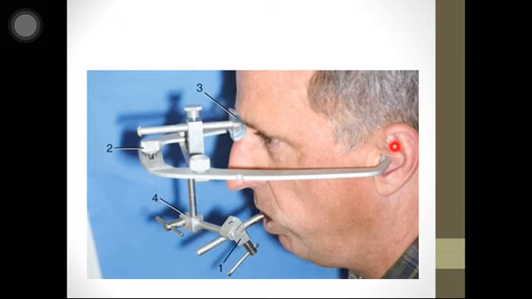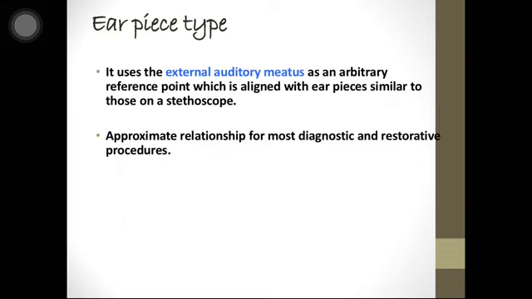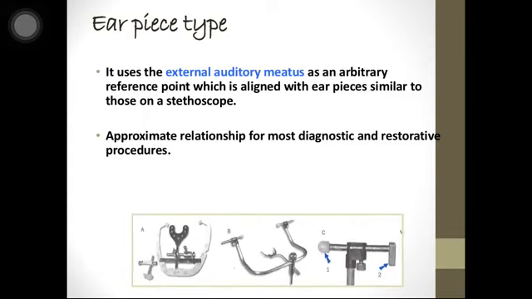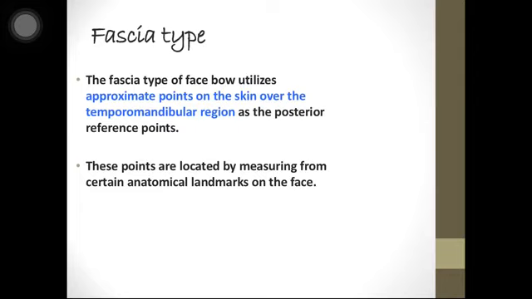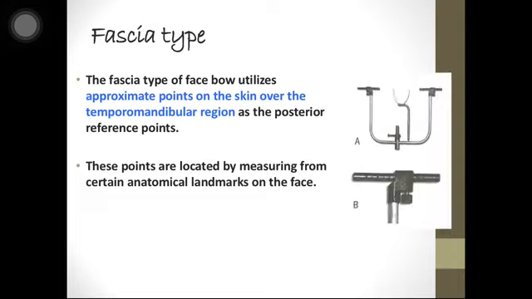This is the earpiece type arbitrary face bow. It uses the external auditory meatus as an arbitrary reference point, which is aligned with earpieces similar to those on a stethoscope, and this approximate relationship is adequate for most diagnostic and restorative procedures. Fascia type basically utilizes approximate points on the skin over the TMJ region as the posterior reference point. These points are located by measuring from certain anatomical landmarks on the face.